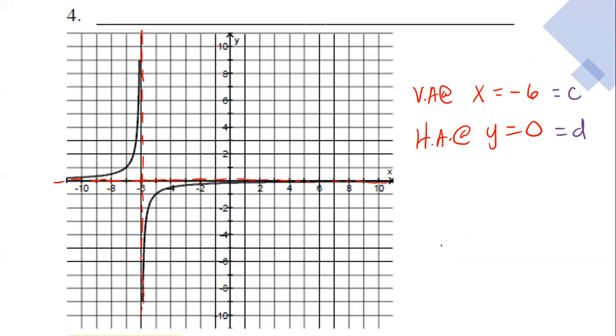What else did you notice about this transformed rational? It's reflected. It is reflected, so therefore our A equals negative 1. So what is our f of x?